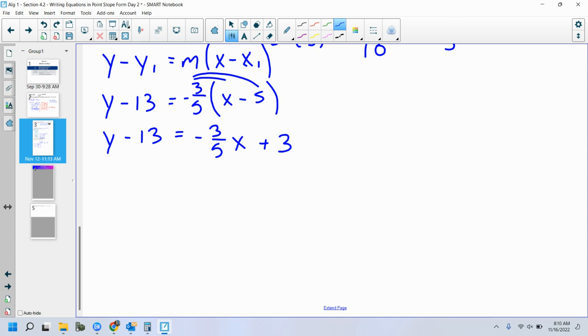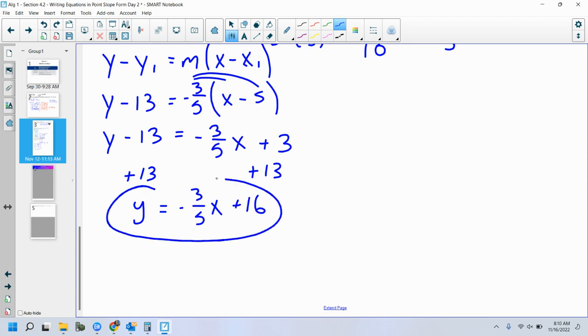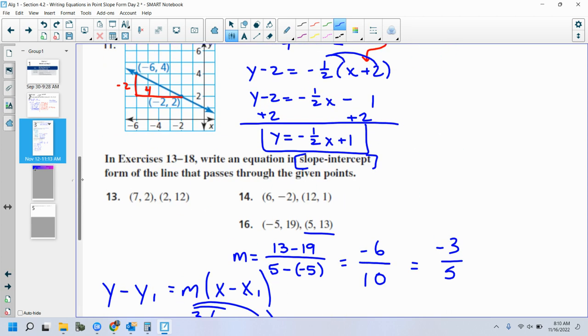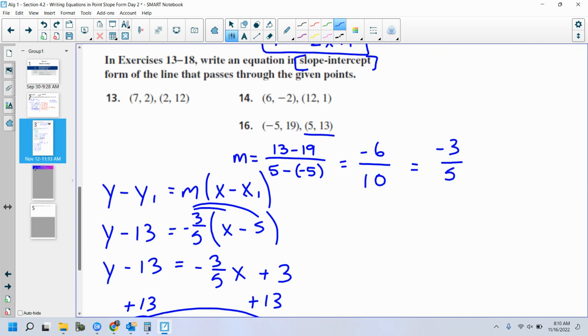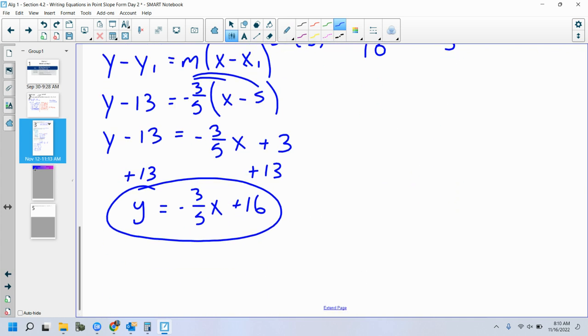And we got one more step to get this into slope-intercept form. Angelo, what is it? Add 13 to both sides. You got to add 13 because we're trying to isolate y here. So we add 13. I've got y equals -3/5x plus 16. Look, Angelo's on it today. Boom. Slope-intercept form. Now, let me read the question. Write an equation in slope-intercept form. Okay, that's all we needed to do. Boom. Mic drop.